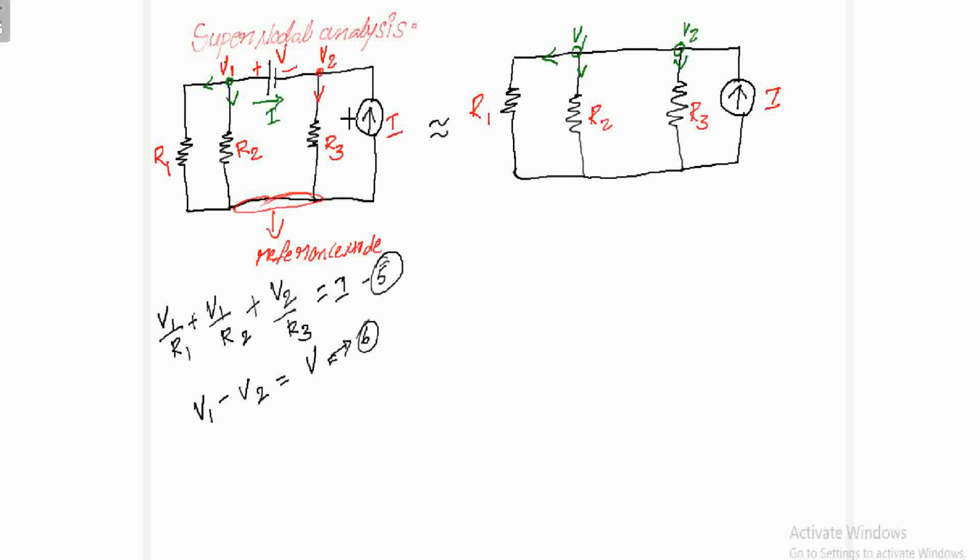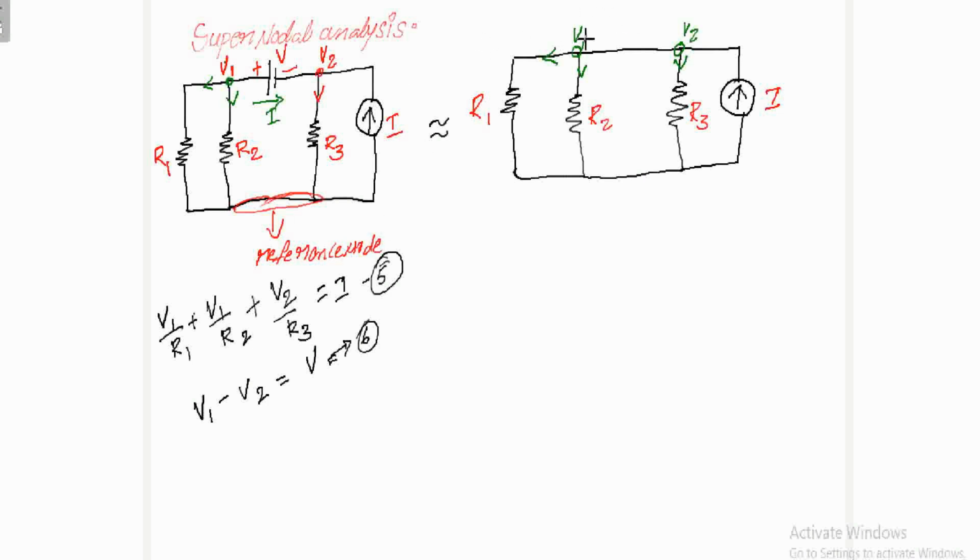By applying KCLs at V1 and V2, finally we got V1 by R1, V1 by R2 plus V2 by R3 equal to I. So while solving the problem, there is no need to apply KCL individually to V1 and V2. Without applying KCL to individual V1 and V2, just replace the voltage source which exists between the two nodes. By applying KCL, you will get this final equation.